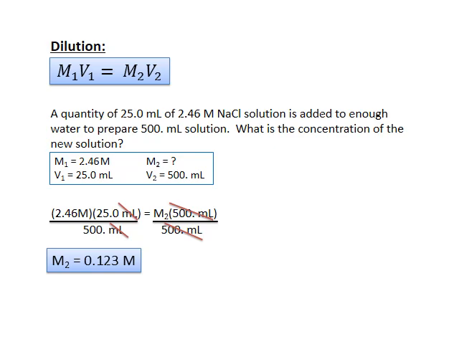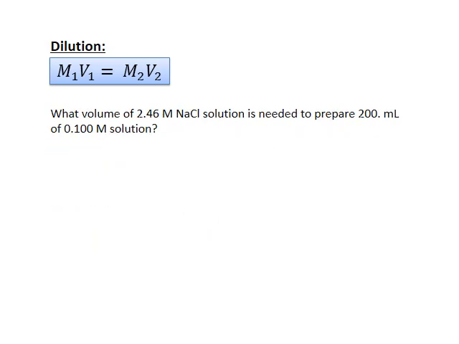You can always check yourself when you dilute something, it becomes less concentrated. So this 0.123 is much less concentrated than the 2.46 that I started out with. So I feel fairly confident that I have a good answer. At least it's in the right direction. In fact, I know it's the right answer.